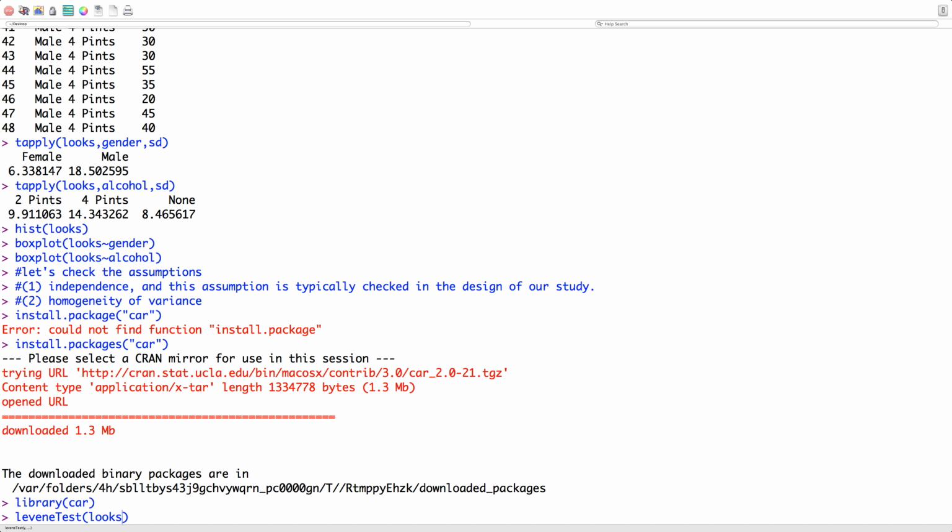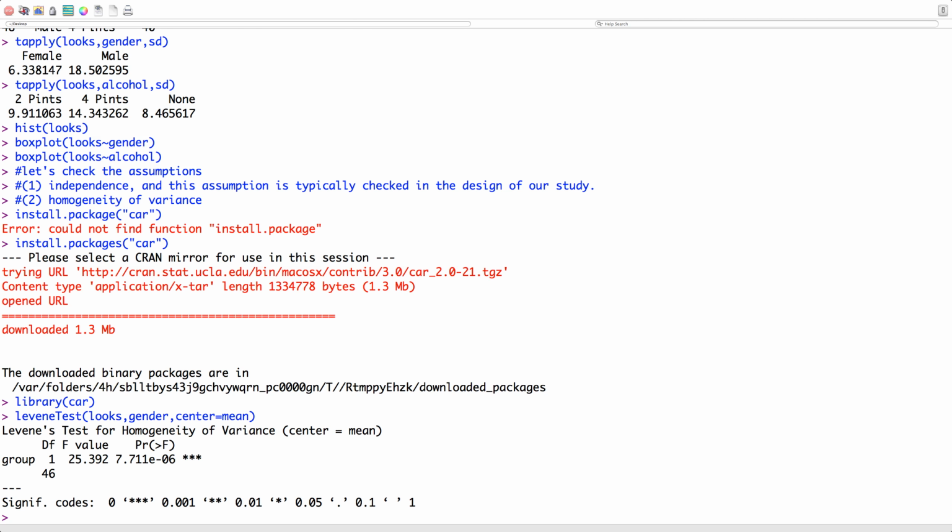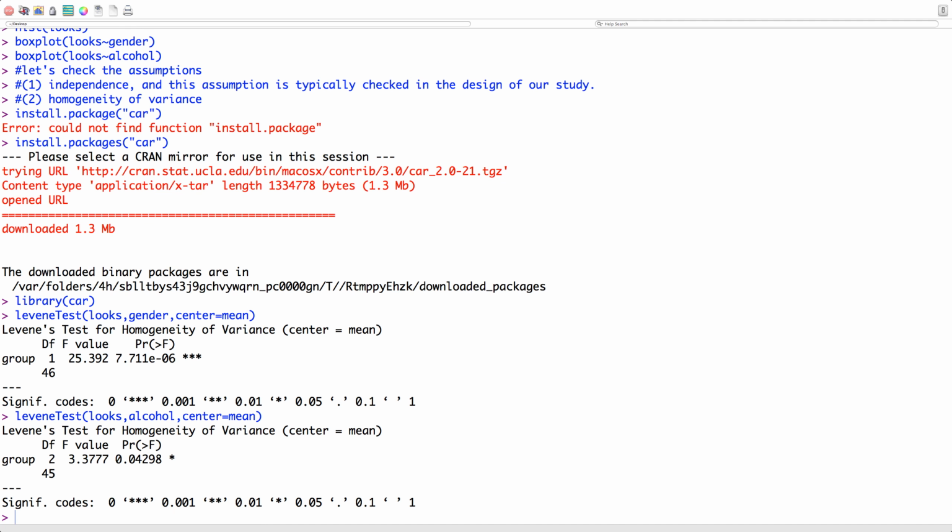of looks across gender, and I want my center to be equal to the mean. And as you would expect from the box plot and examining the variance, we are violating the homogeneity of variance assumption across gender. Probably going to violate it here too. Well, just barely, but it's kind of like being barely pregnant. If it's below 0.05, you got statistical significance.